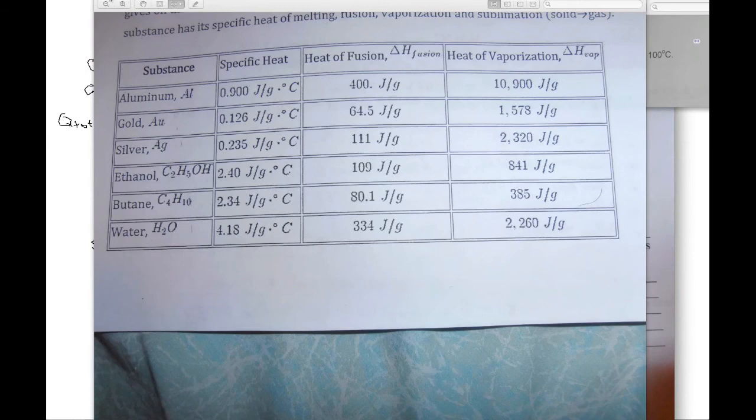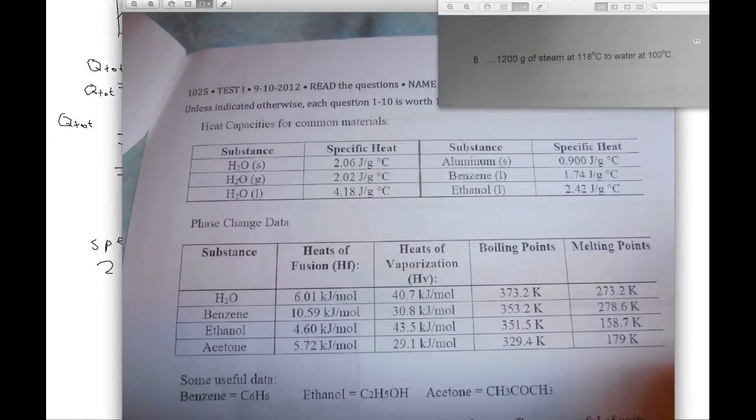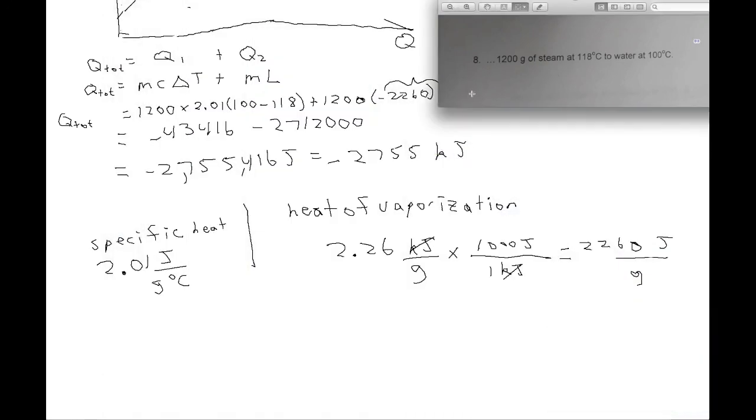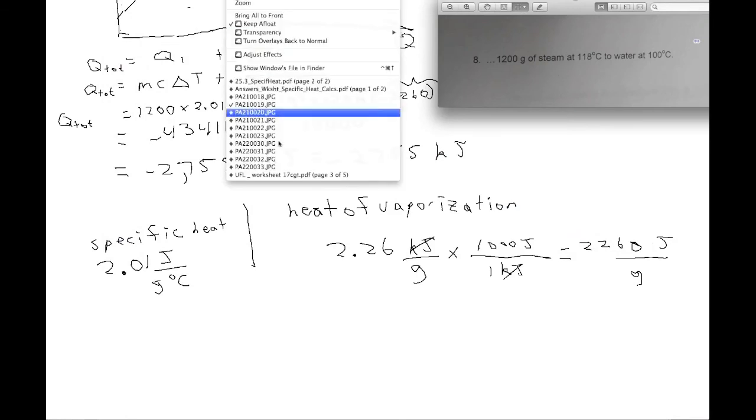How about this other table that your instructor gave you? Hopefully they're not going to give you this. These specific heats are still in joules. Sometimes the heats of fusion and vaporization can be in moles, but I don't think they would give you that on this type of problem. But that's something to watch out for. Make sure that you're using grams and not moles. Hopefully that's not going to come up.